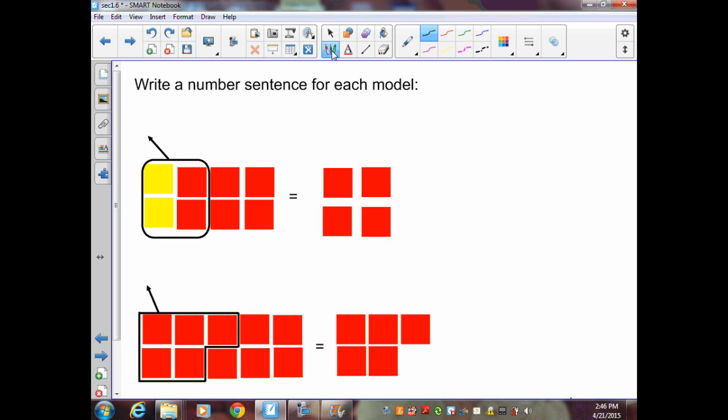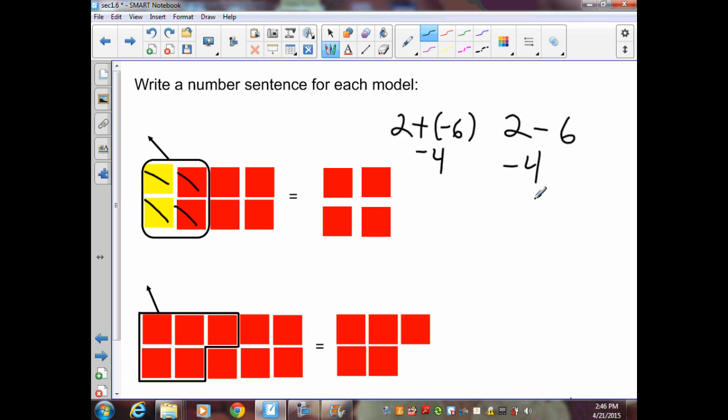So in this situation, what I have is really a positive 2 plus a negative 6. And I use a zero pair here because the yellow and the red cancel out. Positive 1, negative 1, they cancel out, and they cancel out here. And that leaves me with a solution of a negative 4. Another way I could write this is 2 minus 6.